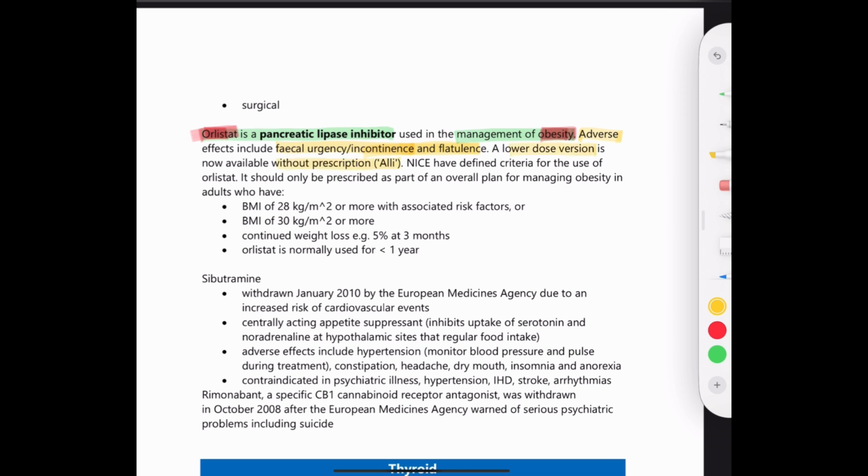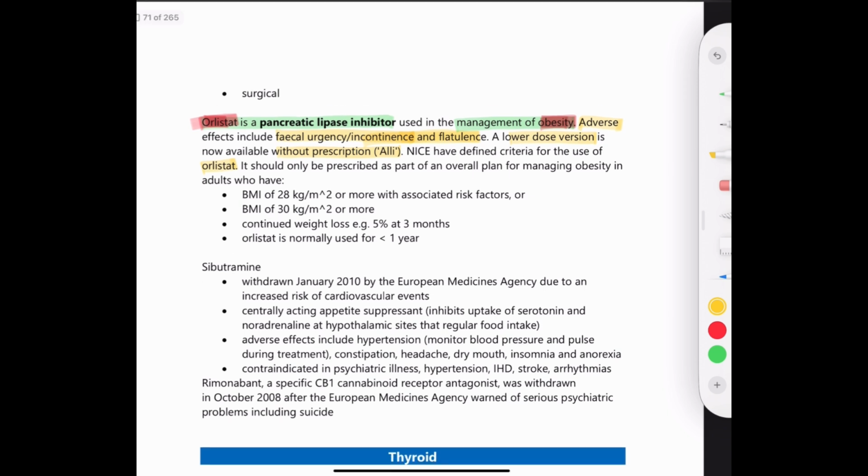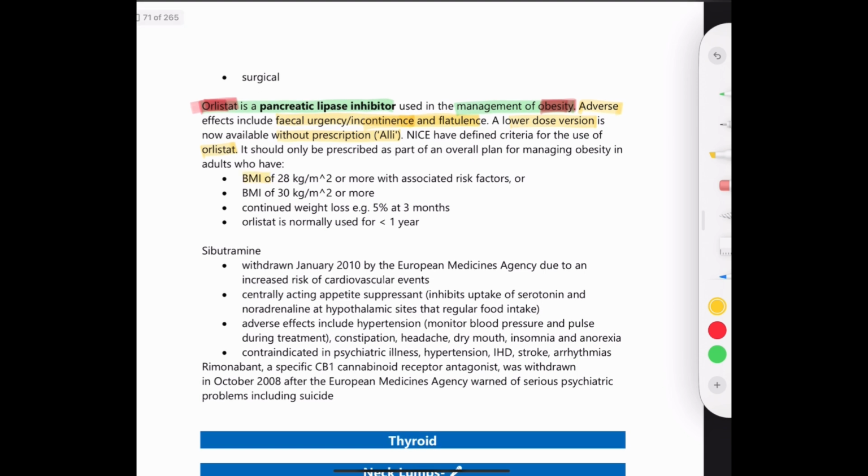NICE has defined criteria for the use of orlistat. It should be prescribed as part of an overall plan for managing obesity in adults who have a BMI of 28 kg/m² or more with associated risk factors, or a BMI of 30 kg/m² or more, with continued weight loss, for example 5% at 3 months. Orlistat is normally used for less than 1 year.